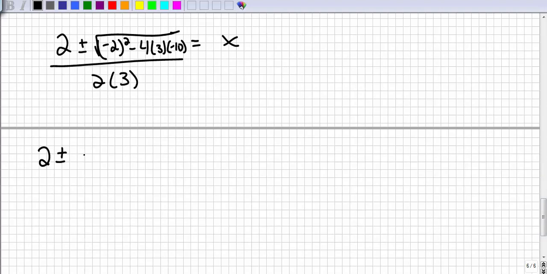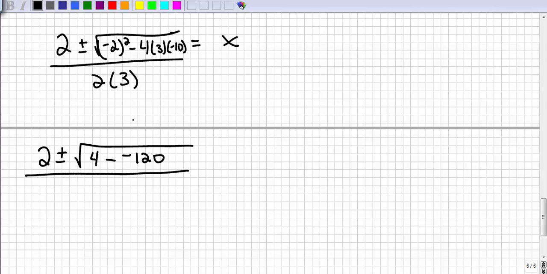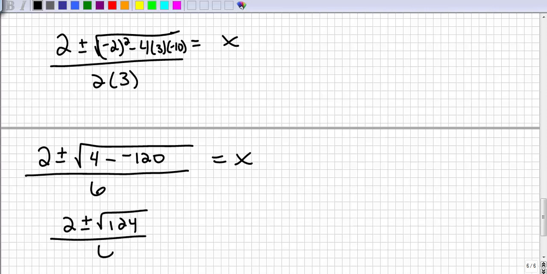Now let's work on the inside underneath the radical sign first. We have 2 plus or minus the square root of negative 2 squared is 4. Then we have a minus, and 4 times 3 is 12 times negative 10 is negative 120. And 2 times 3 is 6. So 4 minus negative 120 is going to be 124. So I have 2 plus or minus the square root of 124 all over 6 equals x.